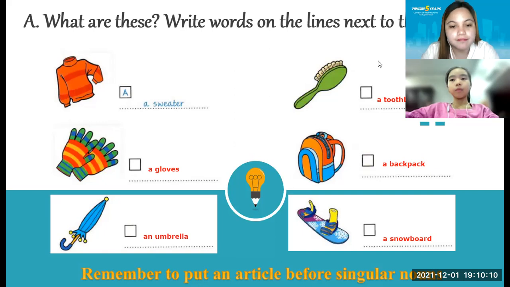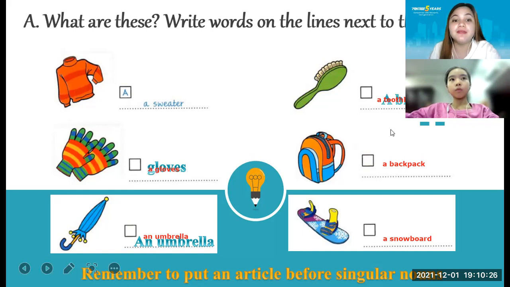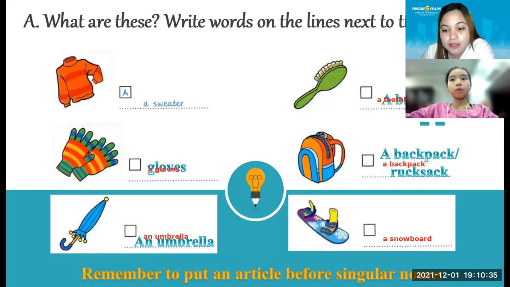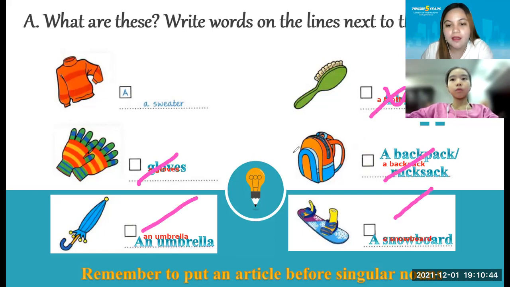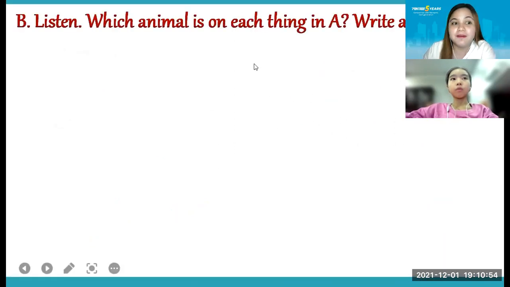All right. So let's see. Okay, now this is gloves or a glove or gloves. Next one is an umbrella, correct? Next one is a brush. Okay, it must be a brush or a hair brush, okay? Because we use it in our hair. Next is a backpack or a rucksack. And last one is a snowboard. All right, good job, Mary. So I will cross this one, okay? So total of 4 points in the first activity. It must be a brush only. Okay, now, Mary, let's continue to letter B.